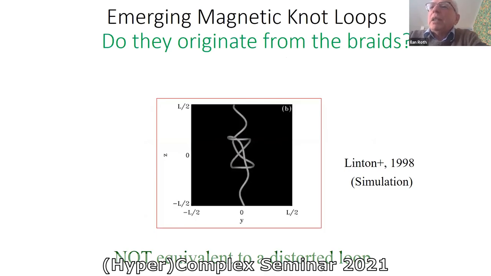I have to say that already 20 plus years ago, there was a simulation which describes some structure of the magnetic field, which really does not look like a distorted line of field that can just wiggle. This is for sure more complicated and cannot be disentangled into a line unless you cut it. So the question is, do they originate from the braids, for instance? This is my thesis, but let's see where we can follow this.